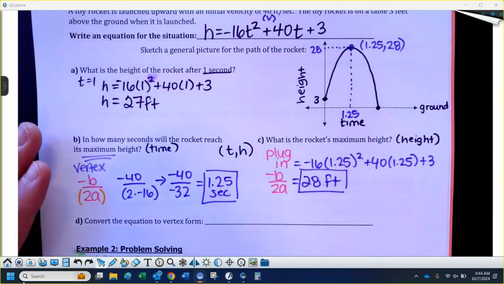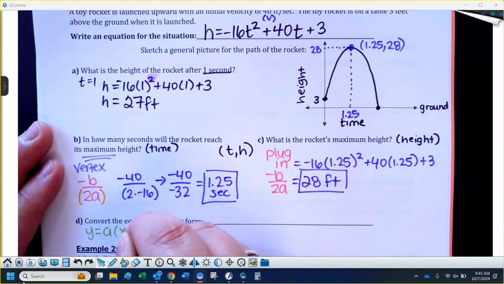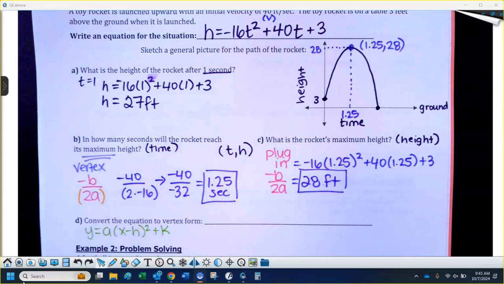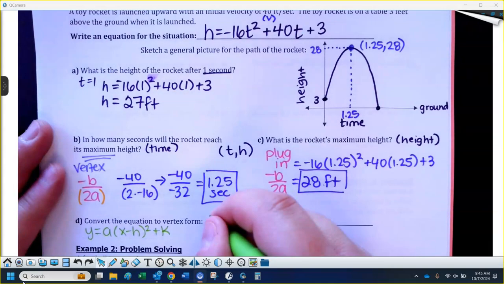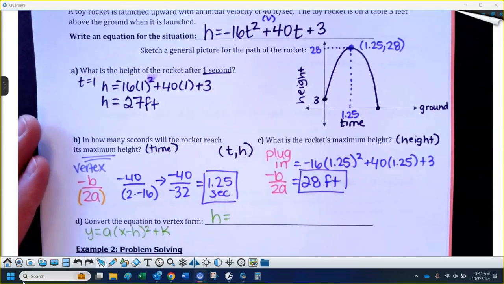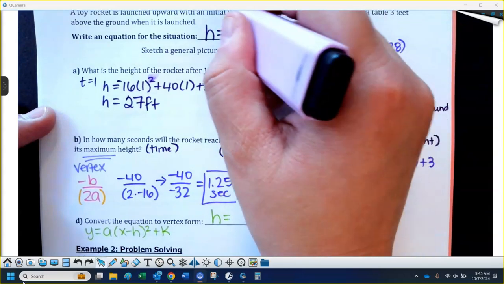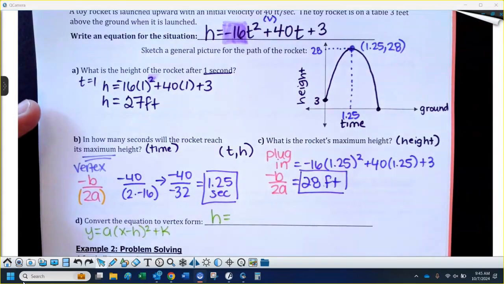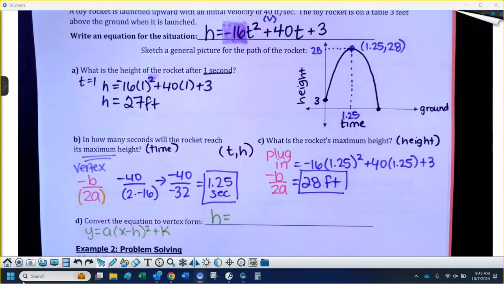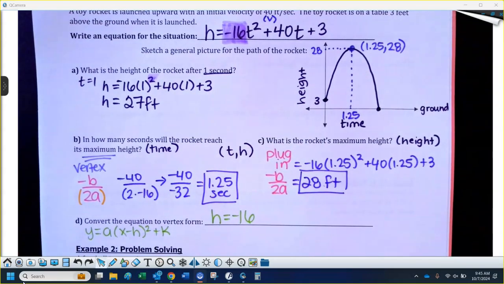And let me convert this to vertex form really quickly. I should have typed this on here, but here's my vertex form. In our case, the y is the height of the object and the t is the time. So I'm going to go ahead and write it in that form. So my height is, if you guys remember, this is nice for us. The a value in the standard form is negative 16. That a value is the same in both forms. So this vertex form would have that negative 16 in front of it.